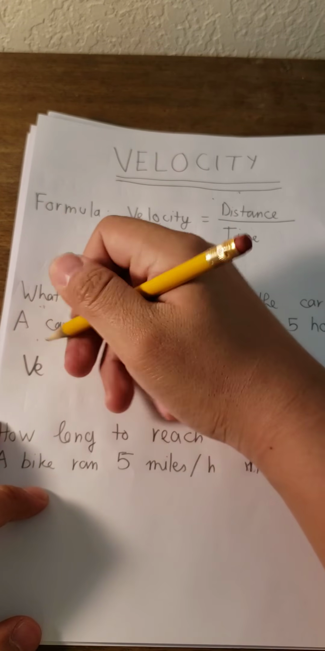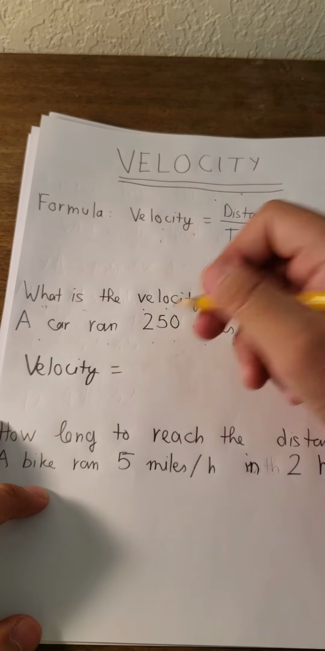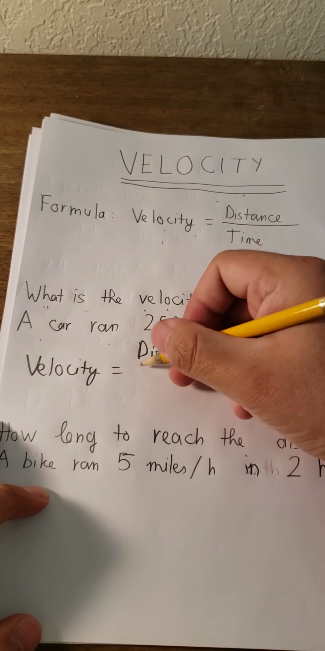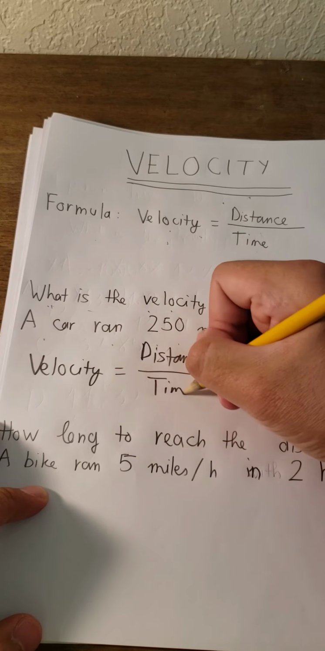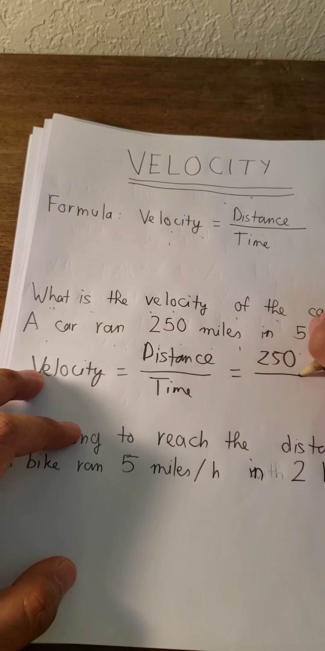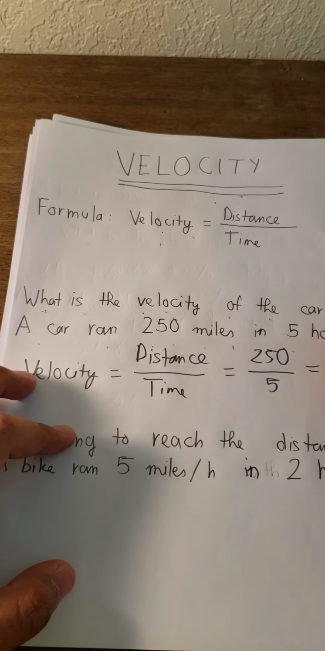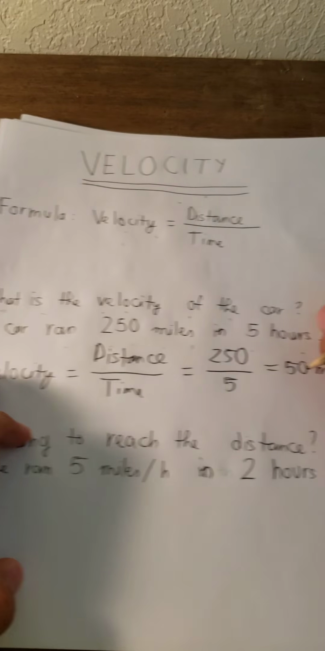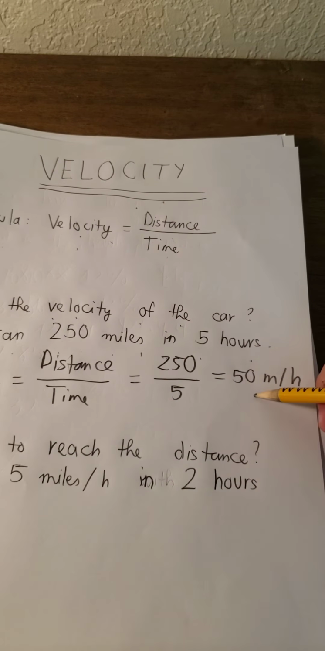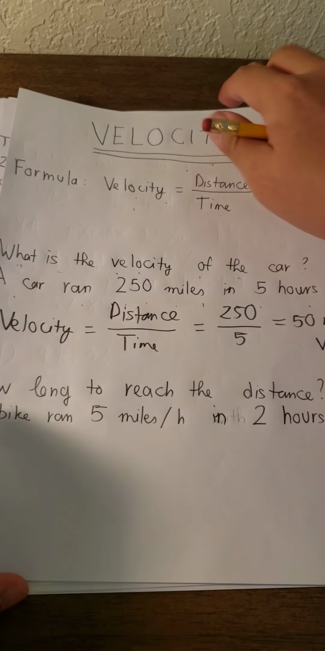So velocity equals distance divided by time, equal to 250 miles divided by 5. We have 50 miles per hour. That's it. The basic one to do.